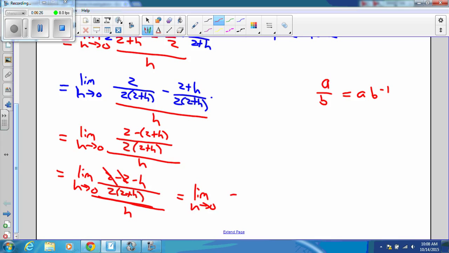This is the limit as h goes to 0 of the numerator here times 1 over h, just like that. And now it's really clear what happens. These cancel, giving me -1, and I can now let h go to 0 so that I get -1 over 4.